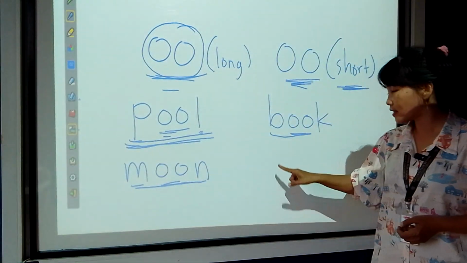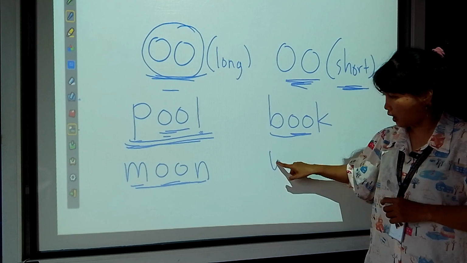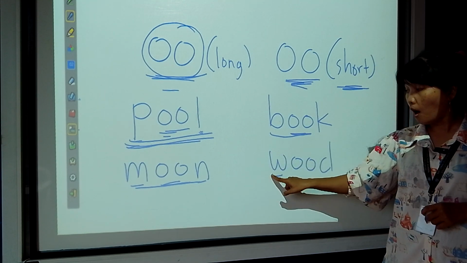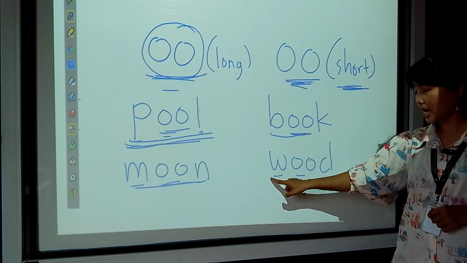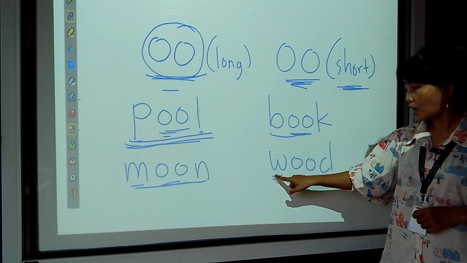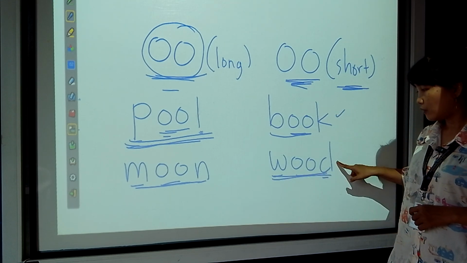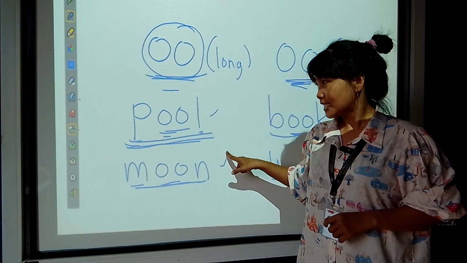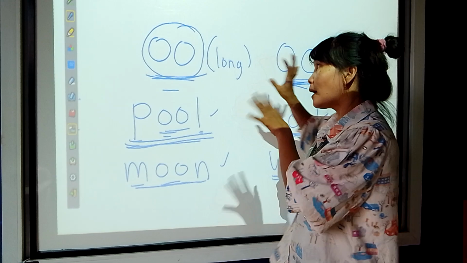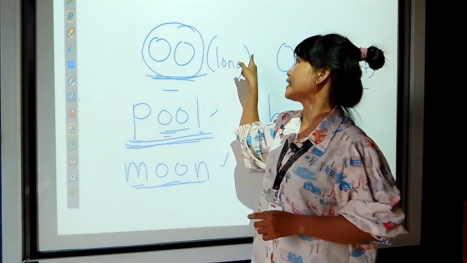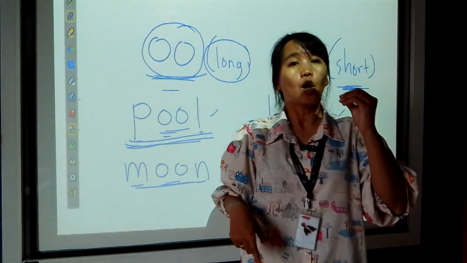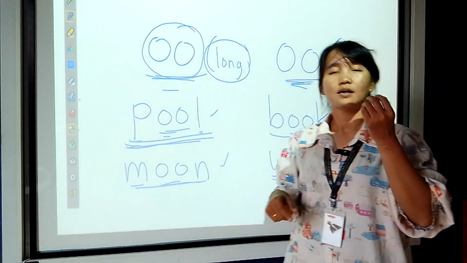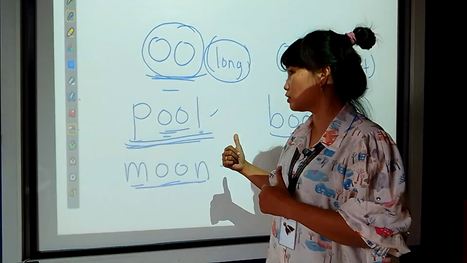Moon. And this one, I give you example of, what is it? Yeah, become wood. Alright? Wood. Book. Wood. Pool. Moon. Alright? So, the conclusion from my writing today is, if this is long, you can read with oo. If it is short, you can say it with the short sound. Alright, now we go to, okay.